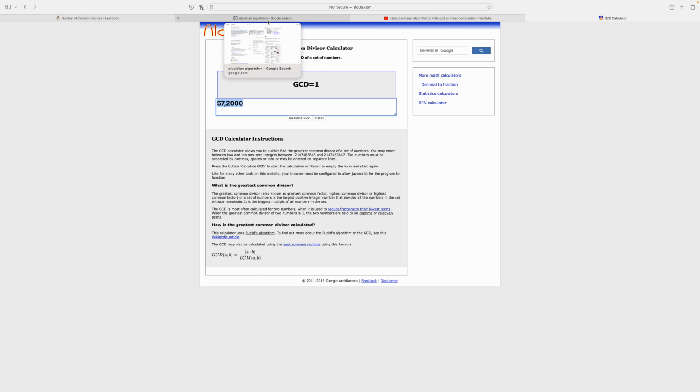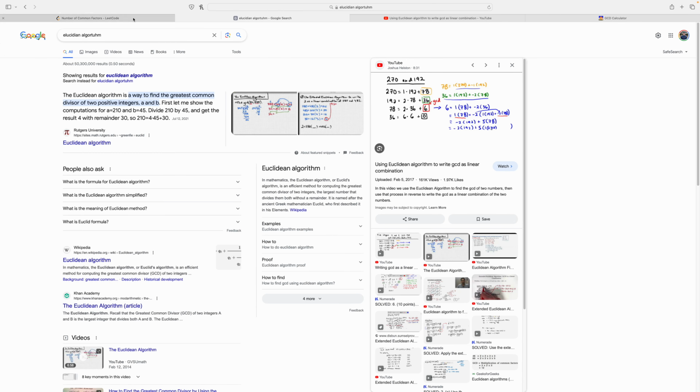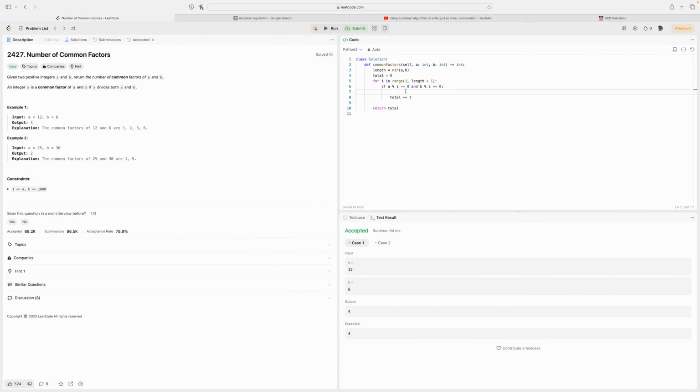So I could use the Euclidean algorithm to find the greatest common divisor, and then just iterate through that range. If it's an even number, then only iterate through the even numbers. If it's an odd number, then only iterate through the odd numbers.